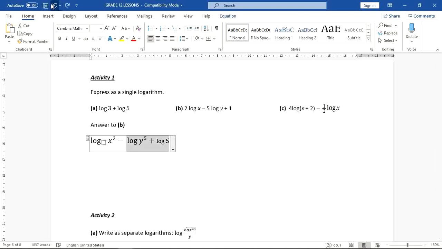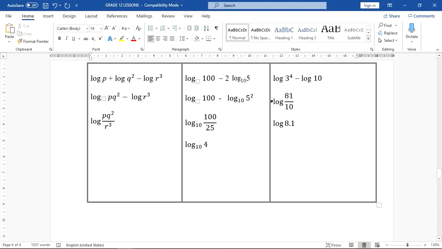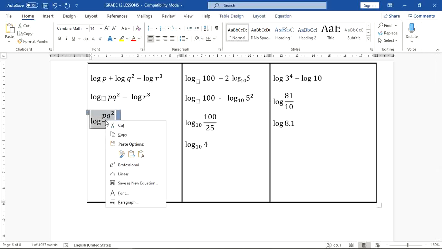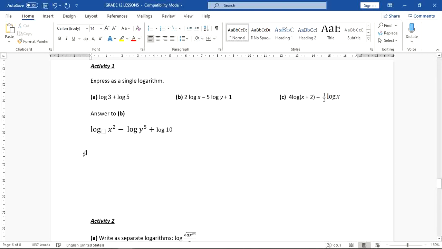Let me quickly undo that. I don't know why it doesn't want to agree. Base 10. All right, so what we need to do next is to write the first two as one log using the quotient law because we are subtracting. So I'm going to go up and copy this one. This one is more useful than the other one. So in the next line, this is what I'm going to have.